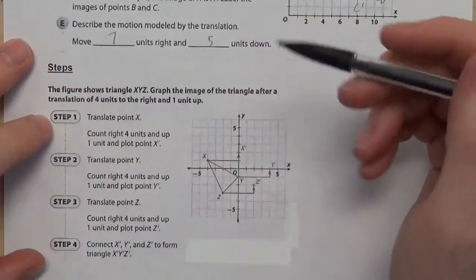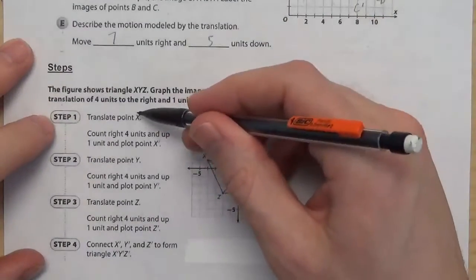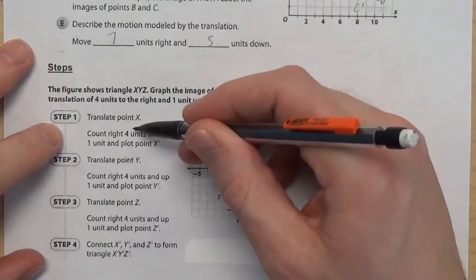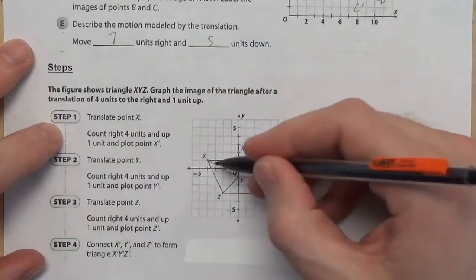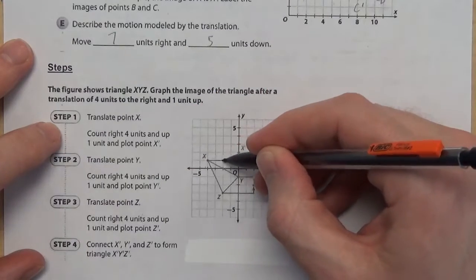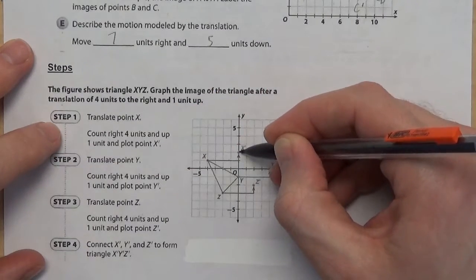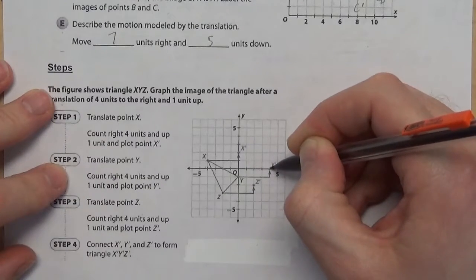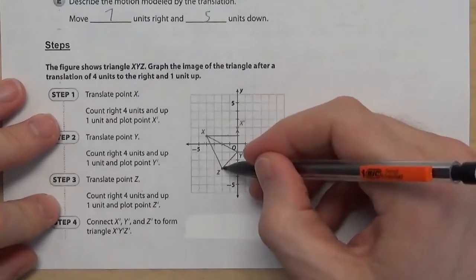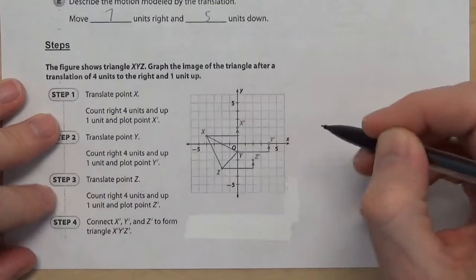Step 1, they're just going to take each point one step at a time. Translate point X. So count right 4 units and up 1 unit and plot point X. So you see it from X. They went to the right 1, 2, 3, 4, and then they went up 1. They did the same thing for Y. To the right 1, 2, 3, 4, and then up 1. And then they did the same thing for Z. To the right 1, 2, 3, 4, and then up 1.